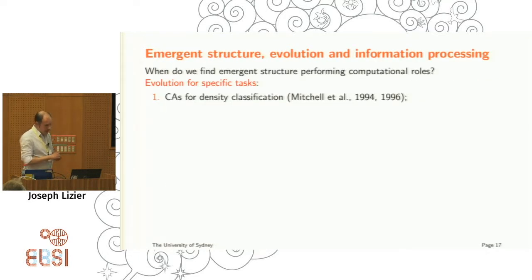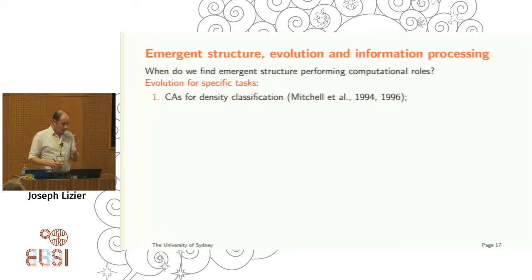Okay, in the last 10 minutes or so, what I want to do is speculate a little bit on what some of this means. We've shown how we can now have some quantitative measures that let us look at the computational role of different emergent structures. So what does that tell us? The first thing I want to think about is when we actually find emergent structure performing computational roles that are similar to these.